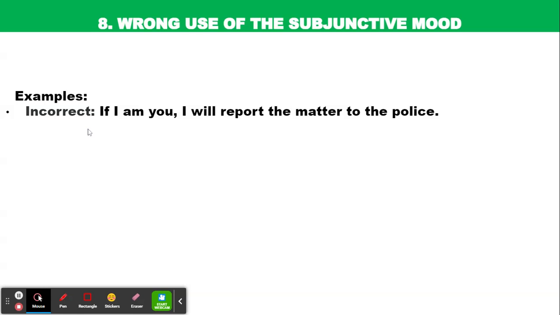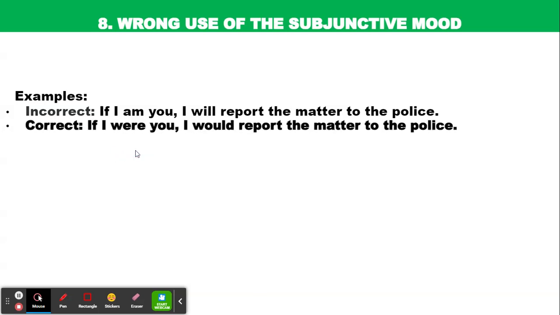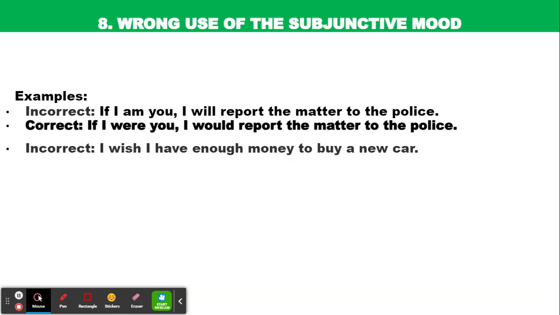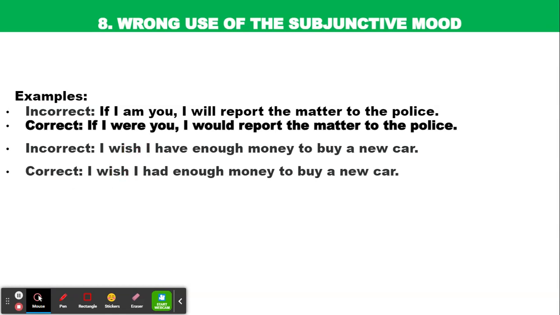Now, one example of wrong use of the subjunctive mood is, "If I am you, I will report the matter to the police." The correct thing is, "If I were you, I would report the matter to the police." Another example, "I wish I have enough money to buy a new car." The correct thing is the use of the past tense after wish. "I wish I had enough money to buy a new car."